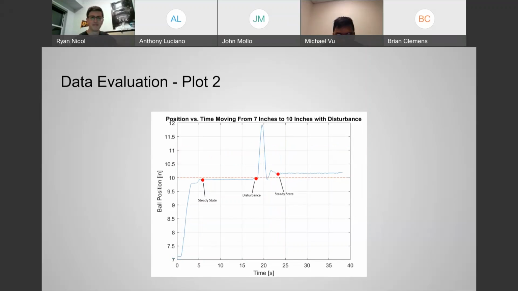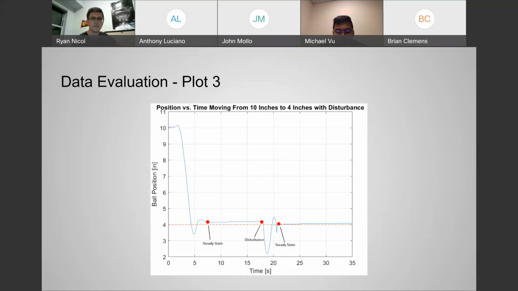All right, for the second trial, we start at 7, and then we go all the way up to 10. It actually doesn't overshoot. It hangs right there at like 9.95. And then around 17 seconds, we have our disturbance. The ball moves almost up to 12, and then it comes down, overshoots 10, and then it hovers around like 10.2.